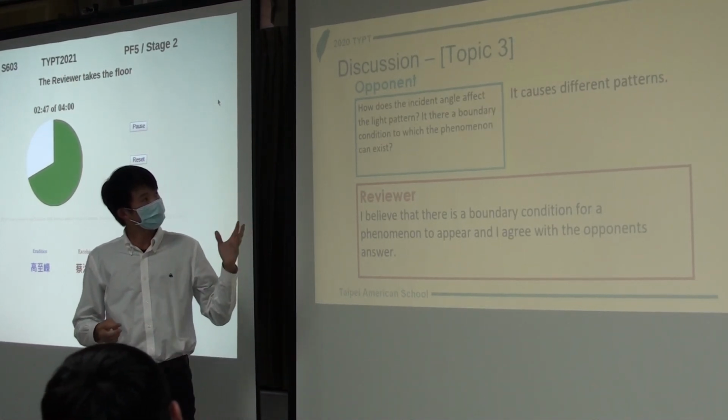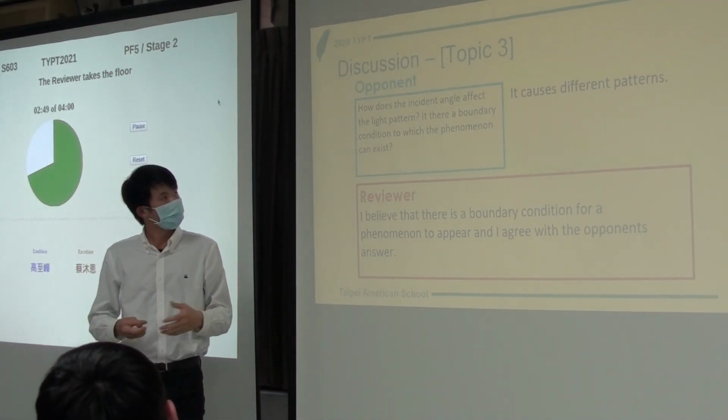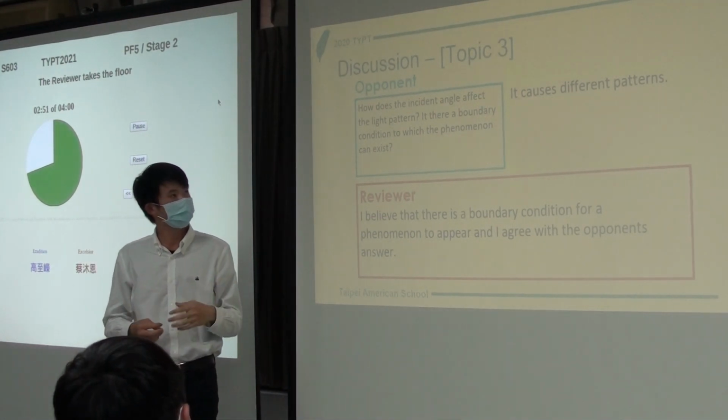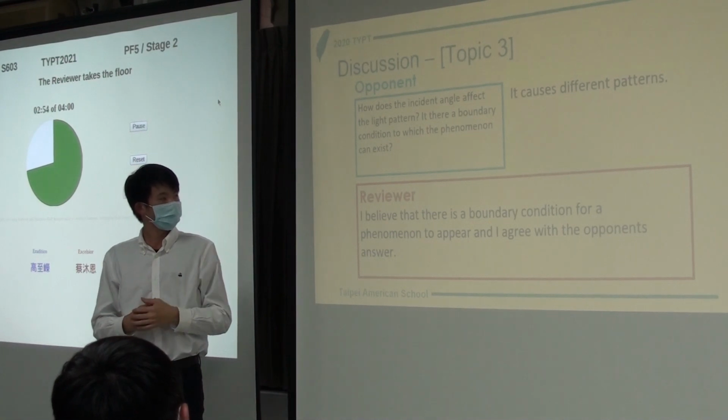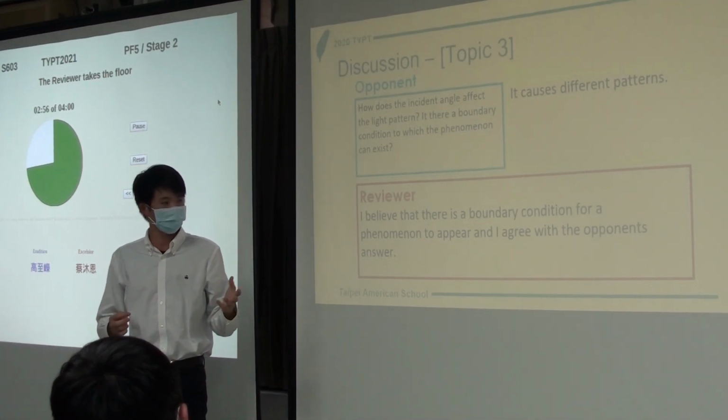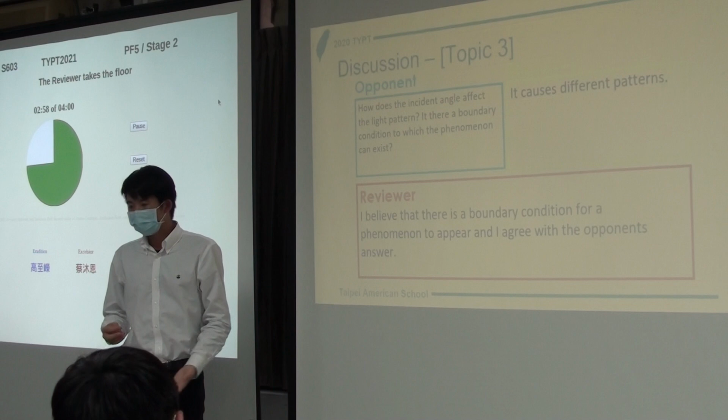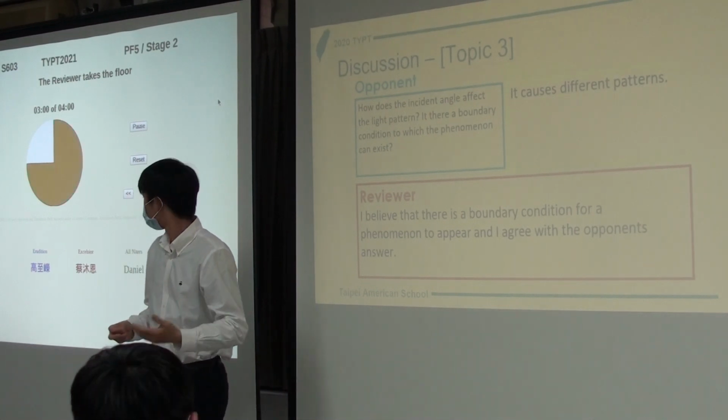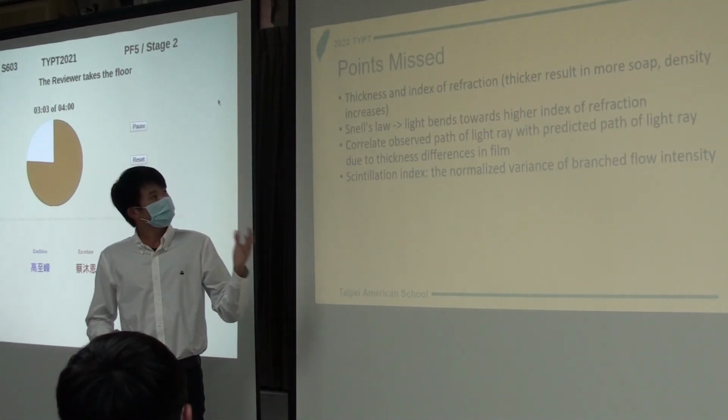Alright, next question is, how does the incident envelope affect the light pattern? Is there a boundary condition to which the phenomenon can exist? The reporter said that it causes different patterns. So I believe that there's a boundary condition for the phenomenon, and I agree with the opponent's answer, which I asked him.